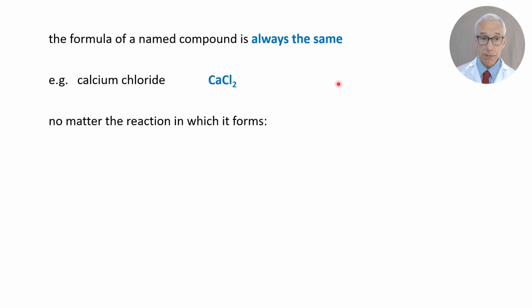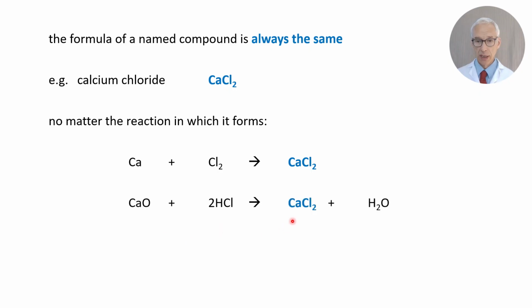Now, a third point is that the formula of a compound is always the same. So let's take calcium chloride. The formula is always CaCl2, no matter the reaction in which it is formed. So calcium and chlorine make calcium chloride, CaCl2. But we can also make calcium chloride from reacting calcium oxide with hydrochloric acid. We get a second product, water. But the formula of calcium chloride is exactly the same in both reactions.